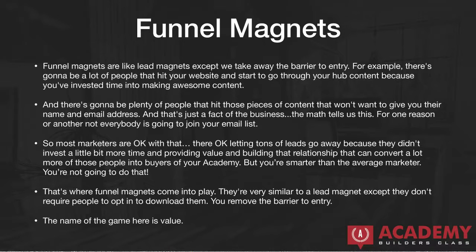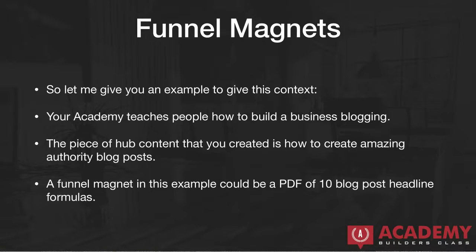So let me give you an example to give this some context. All right. The example here is your academy teaches people how to build a business blogging. The piece of hub content that you've created is how to create amazing authority blog posts. So it ties right into what your academy is about. Well, then you have a funnel magnet that you're promoting within that hub content that is a PDF of 10 blog post headline formulas.